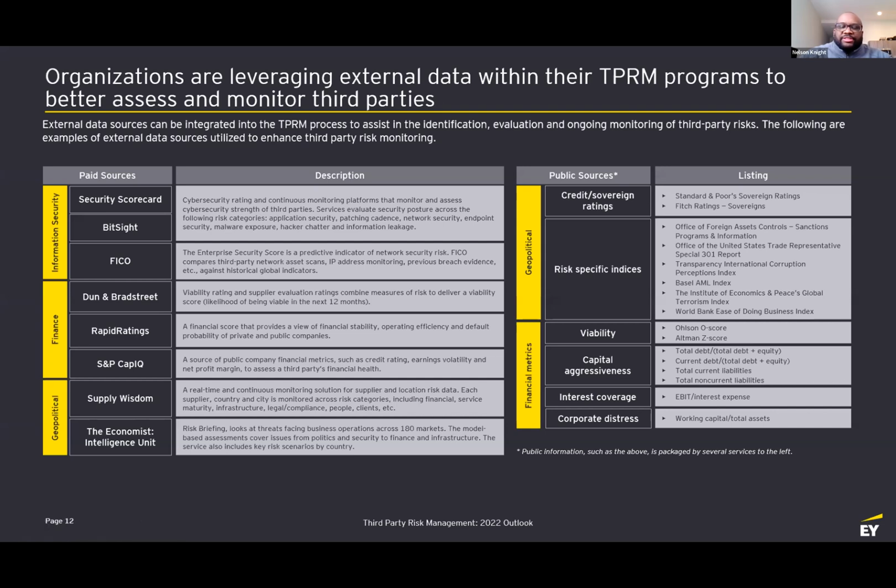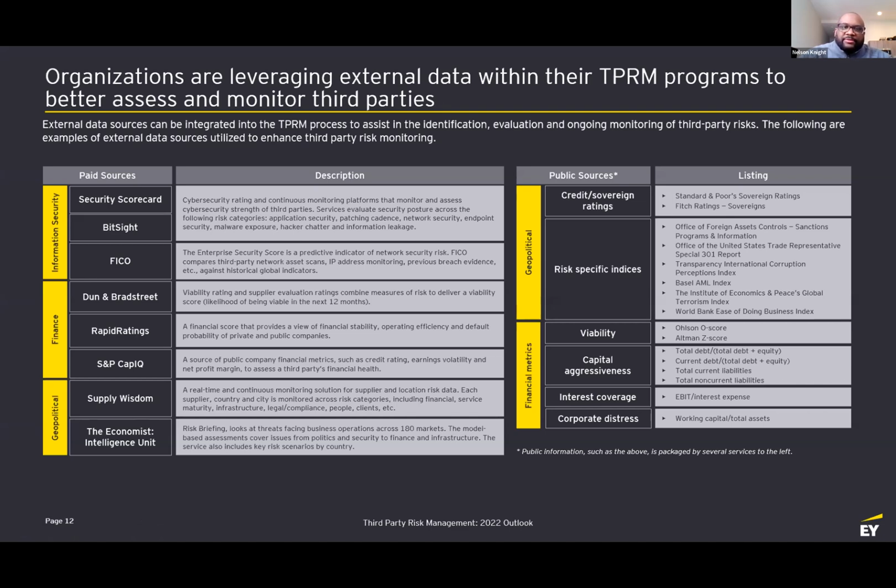This slide here just kind of goes into a lot of those external data sources. So you can see here that we have examples from information security, finance, geopolitical. There are paid sources that you can leverage and integrate with your program, but there's also a lot of public sources that you can leverage as well. Especially globally, there's a lot of government information out there that you can leverage. Public companies have their public financials available that you can leverage for some of your assessments as well.